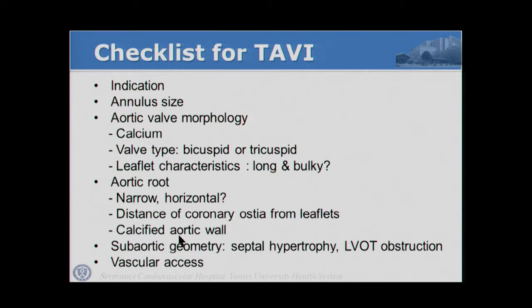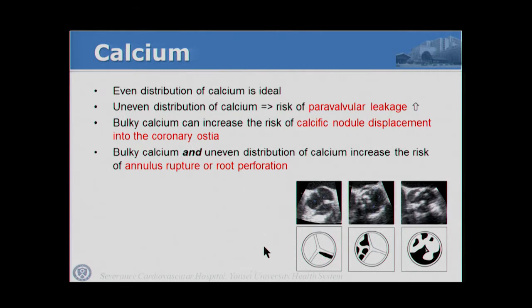And if the aortic wall is calcified, then there is a higher risk of injury during the procedure. And below the aortic valve, geometry is also important. If the patient has septal hypertrophy, especially LV outflow tract obstruction, then we have to be very careful, and sometimes if the hypertrophy is severe, then it is contraindicated for TAVI procedure. And also vascular access is an important focus.